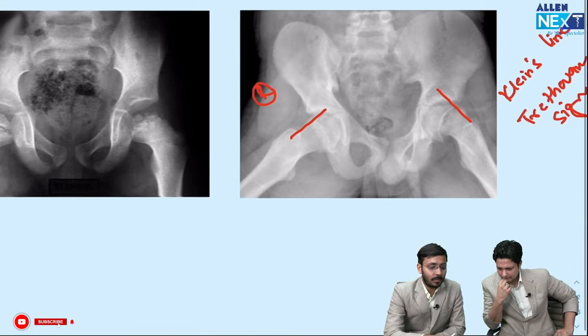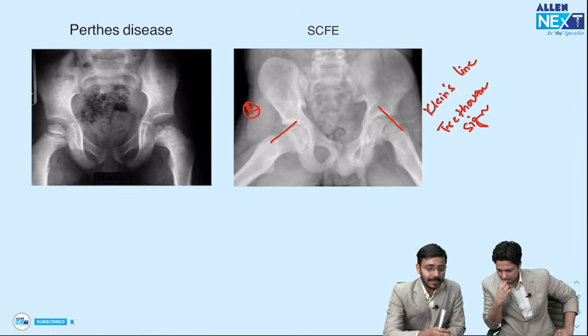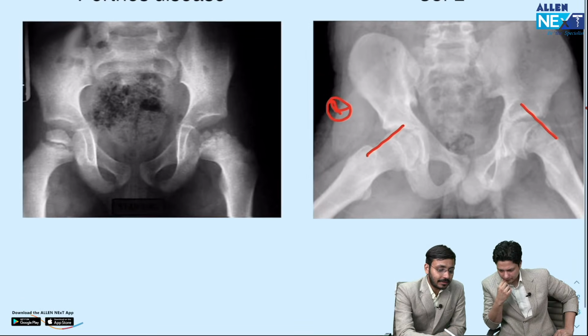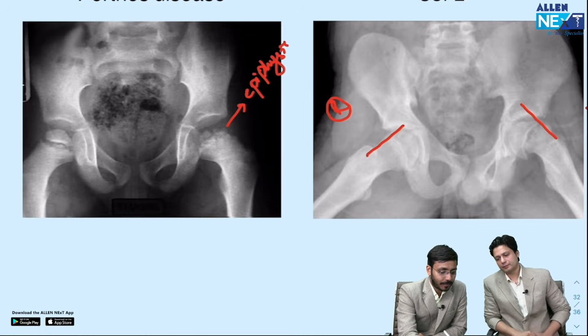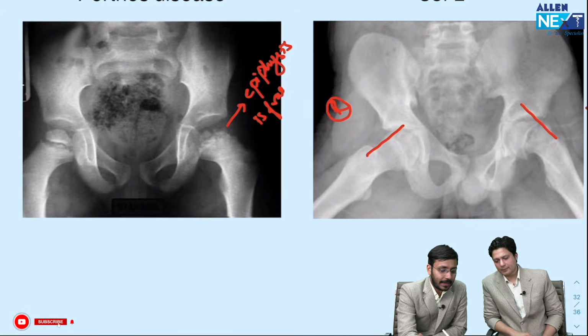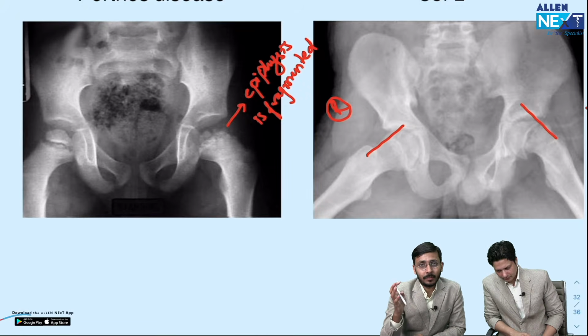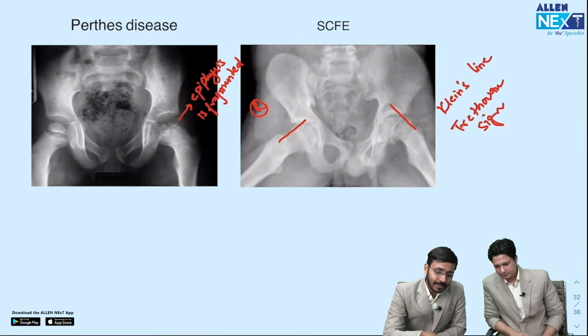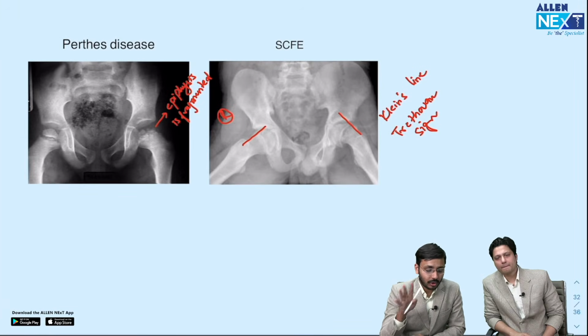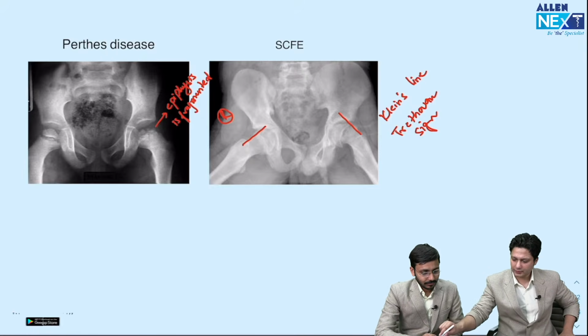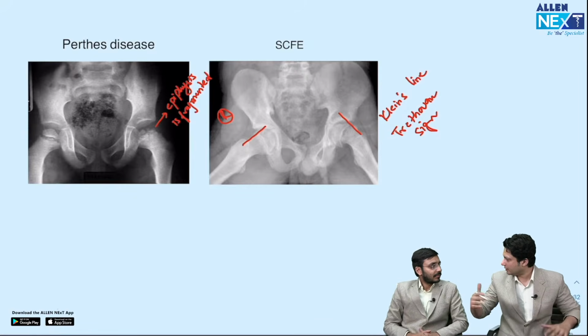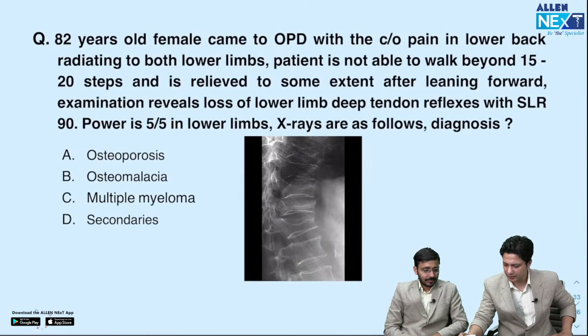As compared to this, in Perthes you will see that the head is fragmented. The femoral epiphysis is fragmented and destroyed because it is an osteonecrosis of the femoral head. But in SCFE, the epiphysis is not destroyed in the early stages of the disease. This is how you will identify the basic differences in SCFE X-rays.